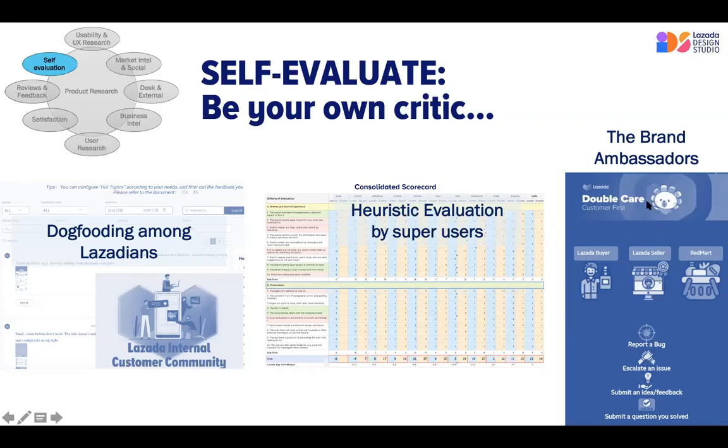The other thing is the double care, which I just mentioned, which is about being a brand ambassador. So every Lazadian is a brand ambassador. And as you can see, you can report a bug, escalate an issue, submit an idea or feedback, or submit a question you solved for your family or friends. It can be about buyer, seller, or Redmart.